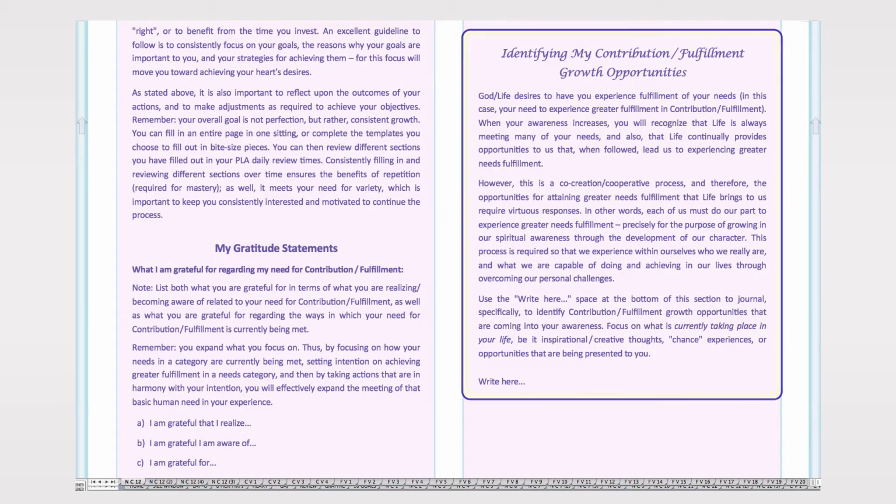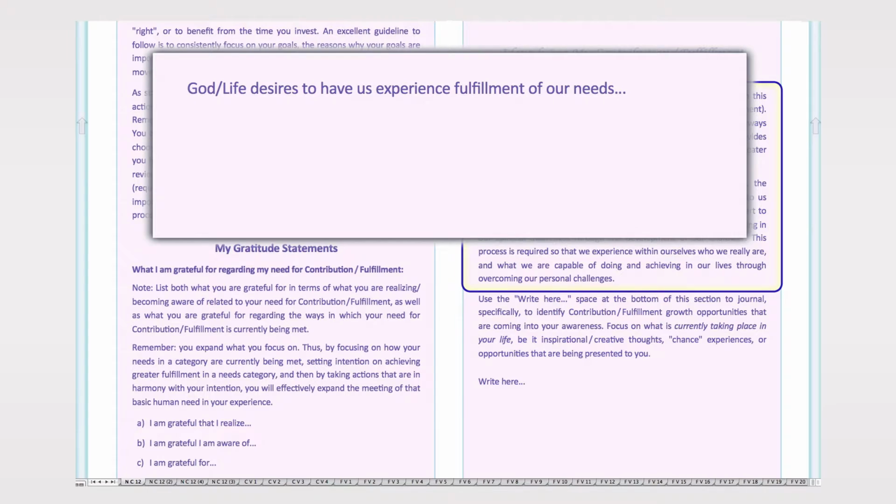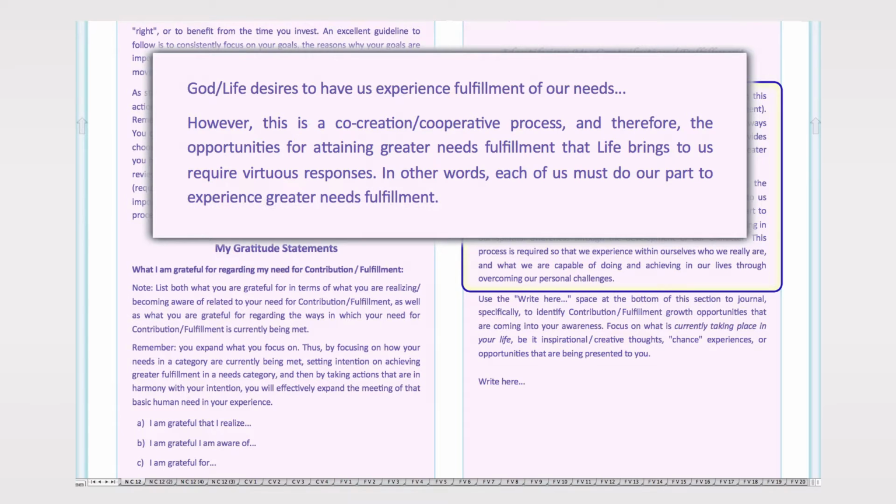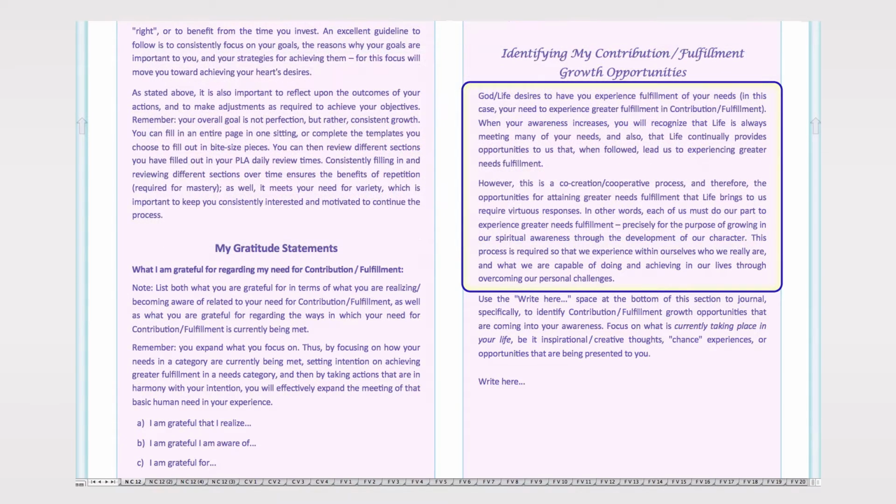The last section is the journaling section, identifying my contribution fulfillment growth opportunities. In short, these paragraphs explain that God Life desires to have us experience fulfillment of our needs. However, this is a co-creation cooperative process, and therefore the opportunities for attaining greater needs fulfillment that life brings to us require virtuous responses. In other words, each of us must do our part to experience greater needs fulfillment.